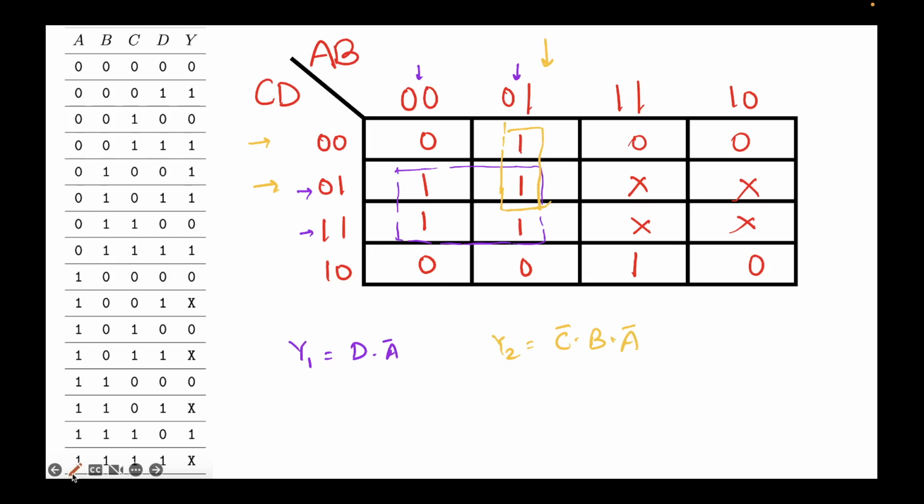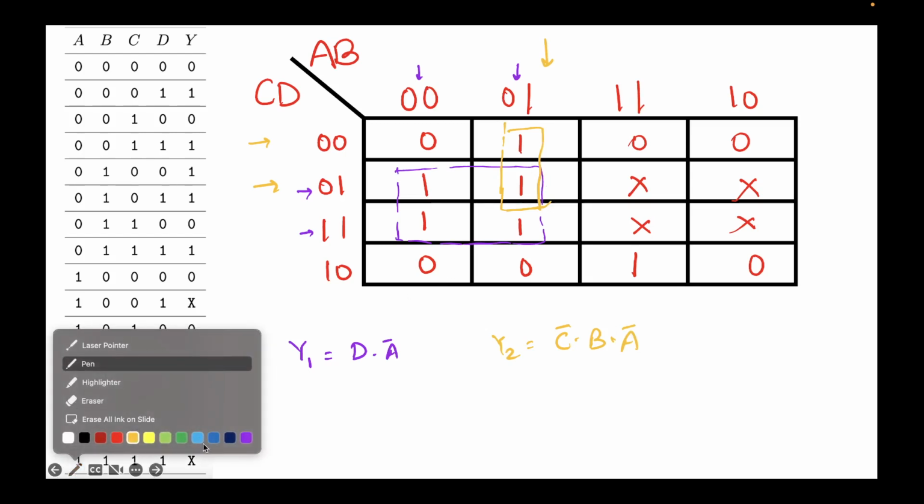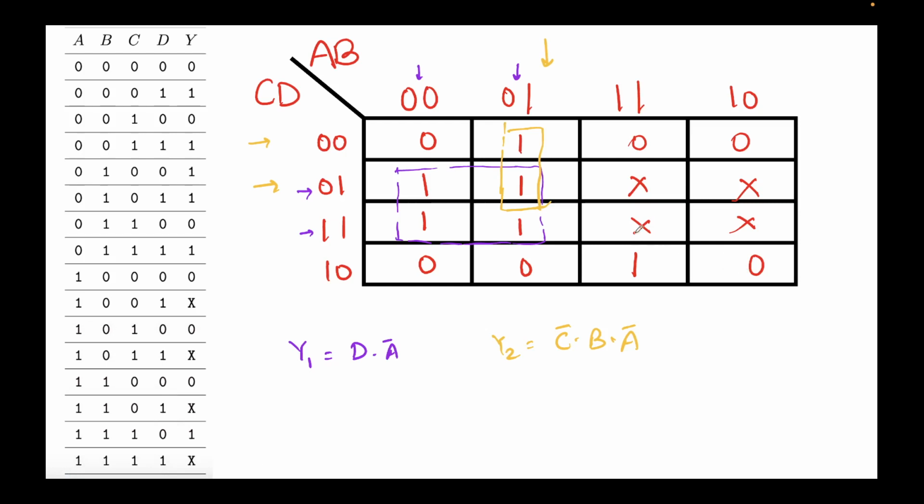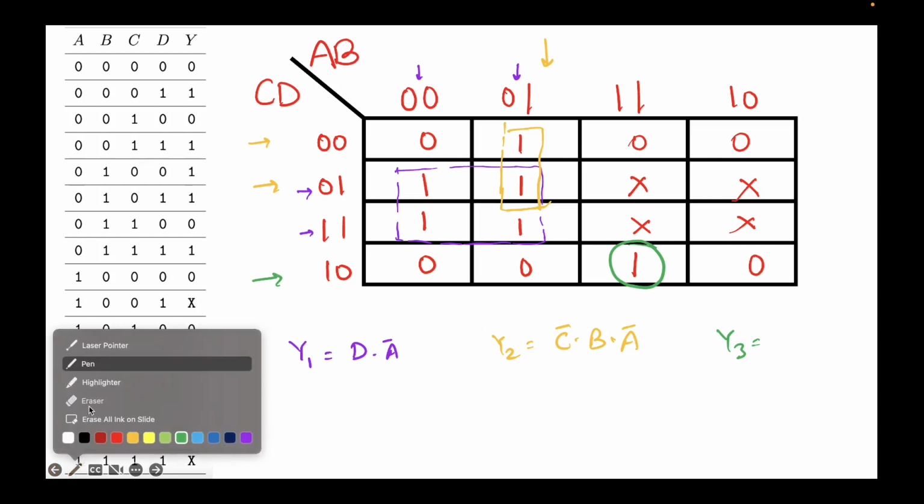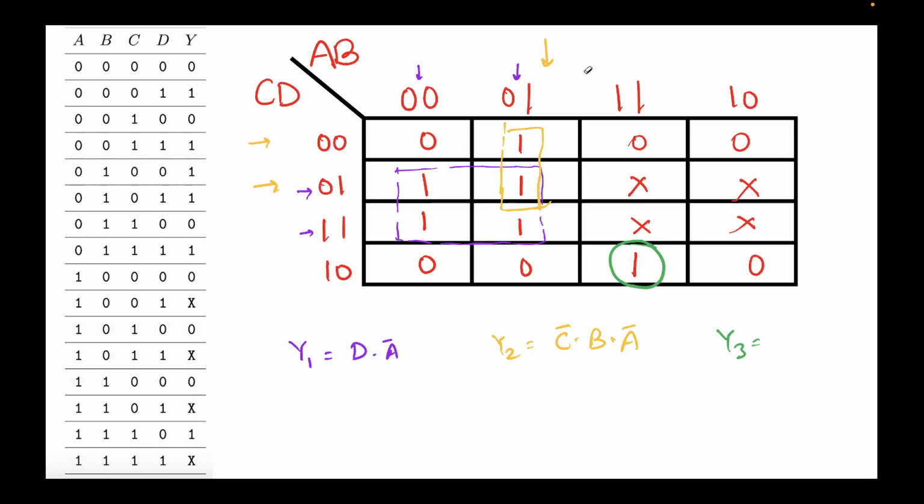Now there's one more term left, which you can see over here in green. So y3 is simply this row. And all right, there is a thing that I must tell actually before doing this.